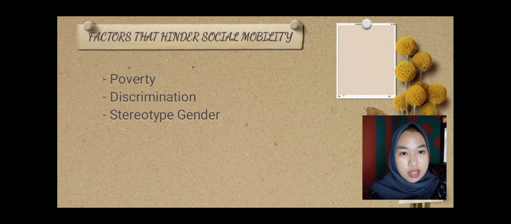And the last is gender stereotype, differentiating the characteristics and social position of men and women, such as having the view that men are higher than women, which can also hinder social mobility. For example, the view that women don't need to be highly educated because the husband works. Such behavior can hinder a person's achievement and opportunity for mobility in order to increase his social status.